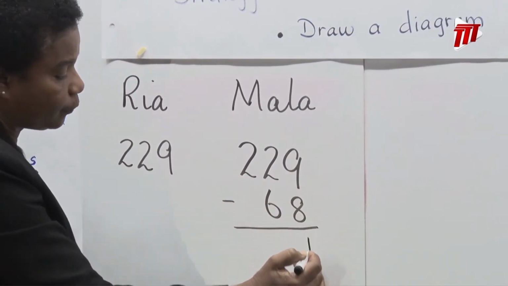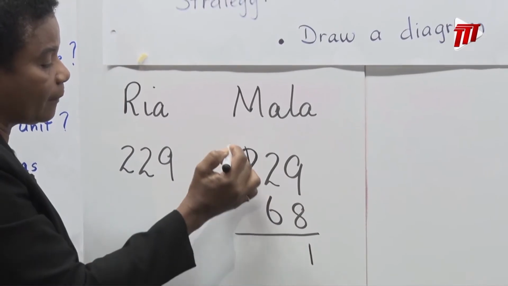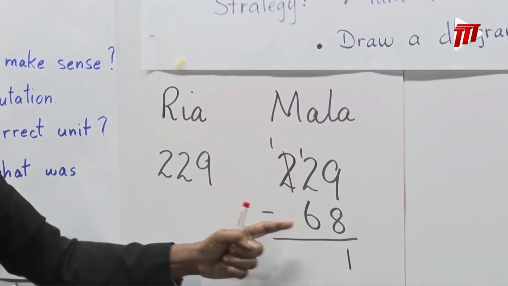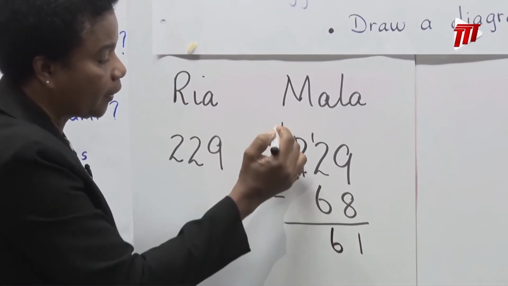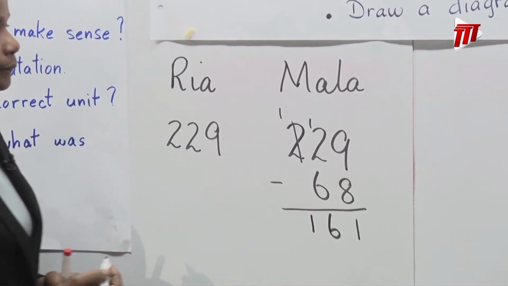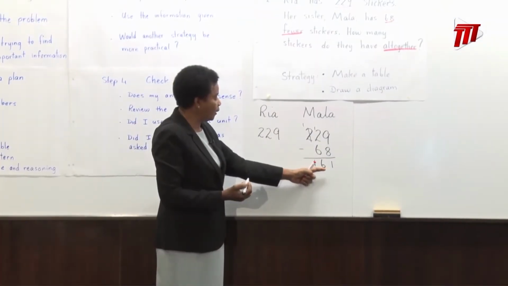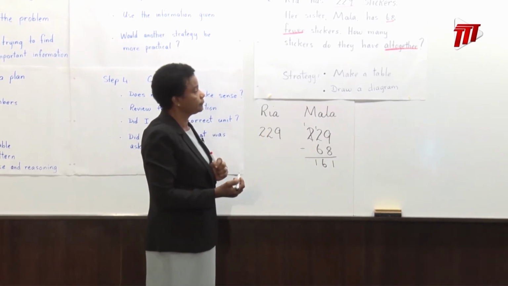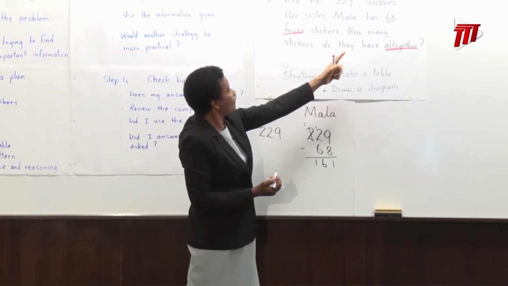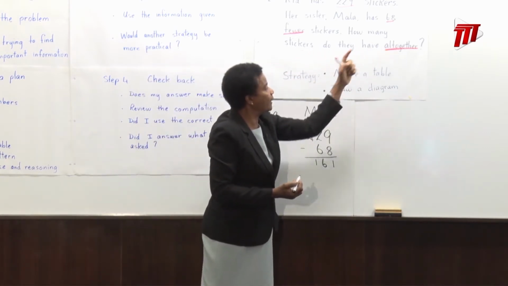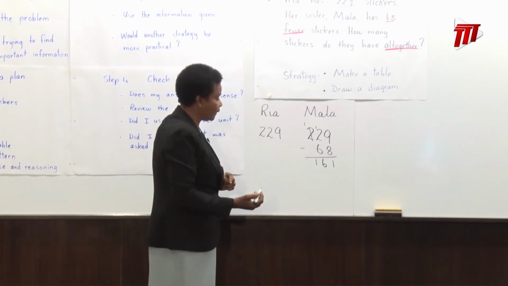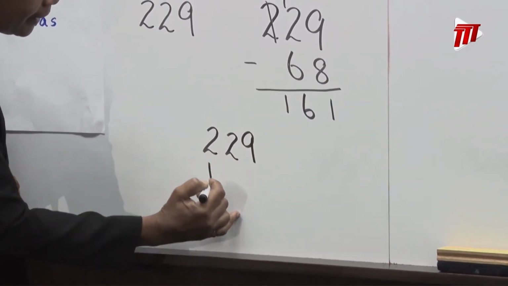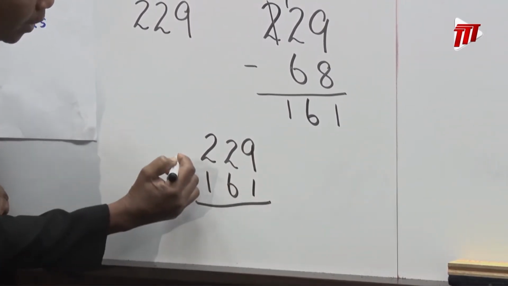9 take 8 is 1. 2 cannot take 6, so I'm going to take 1 from the hundreds column and convert it to 10 tenths. So that 12 take 6 will give me 6, and 1 take nothing is 1. So Marla has 161, which is 68 less than Rhea. The question asks, how many stickers do they have altogether? Altogether tells us we have to add Rhea's 229 and Marla's 161.